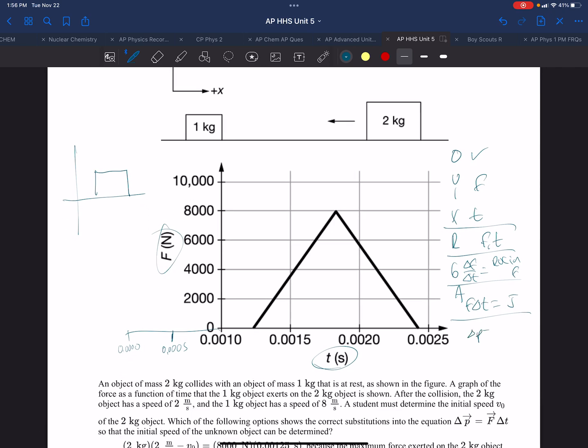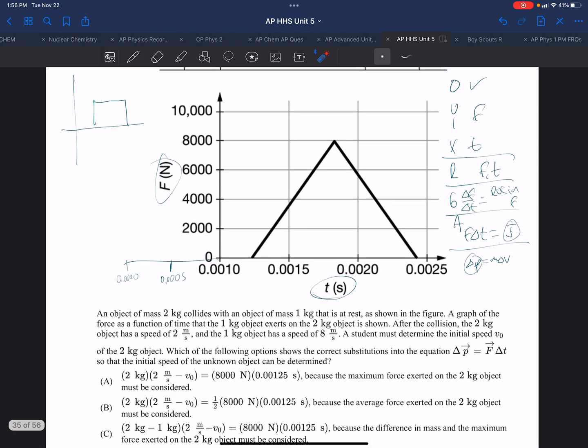And we also know delta P is m delta v. Because the impulse brings about a change in momentum, that impulse is mathematically equal in value to the delta P. We see in this graph the force starting out at 0, increasing to a maximum value of 8,000, and decreasing to 0 again over this period here, delta T.